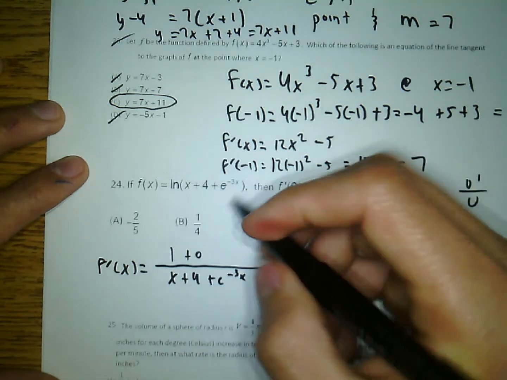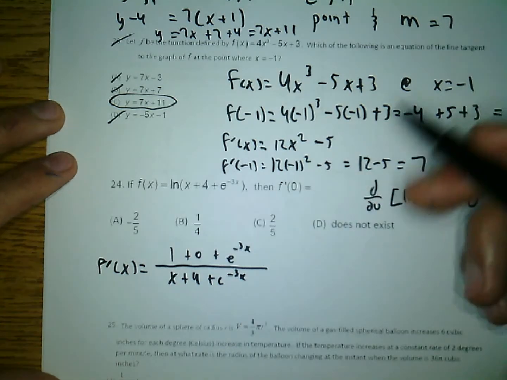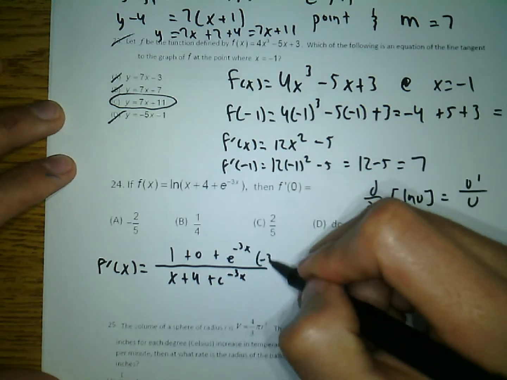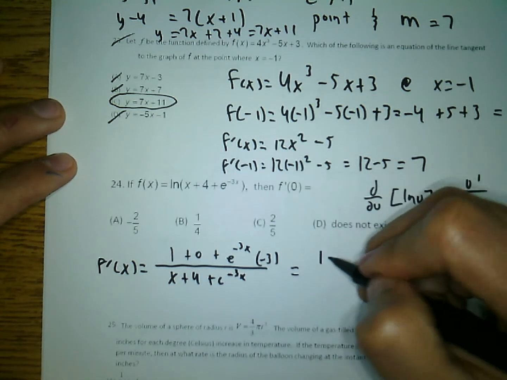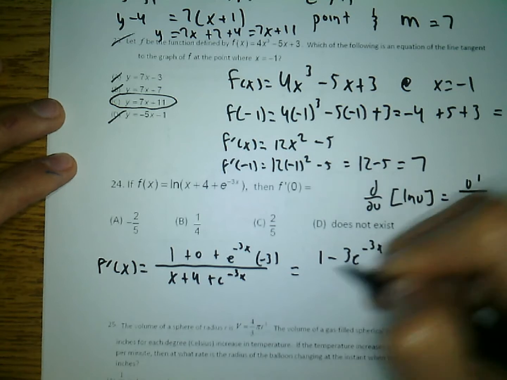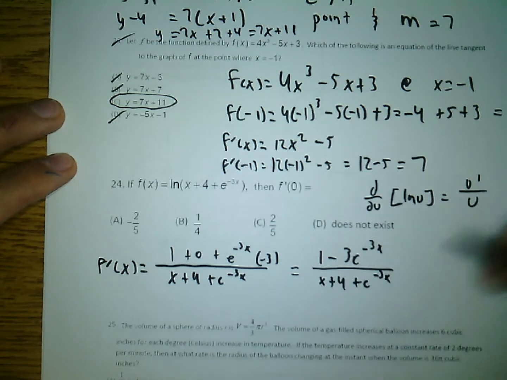And this would be a chain rule. The derivative of e to the u is going to be e to the u times u prime, which in this case is -3. So this is equal to, what do we got? 1 minus 3 e to the -3x over x plus 4 plus e to the -3x.